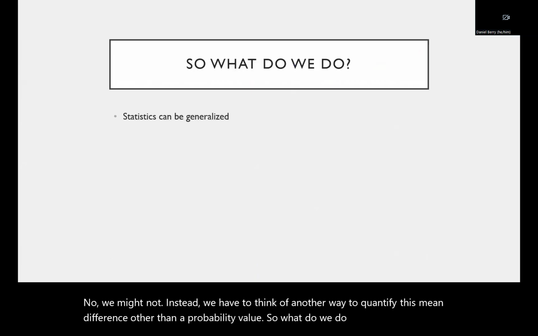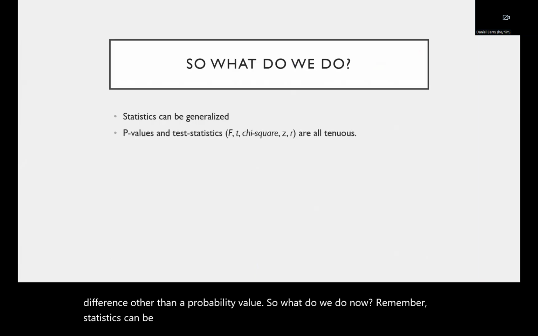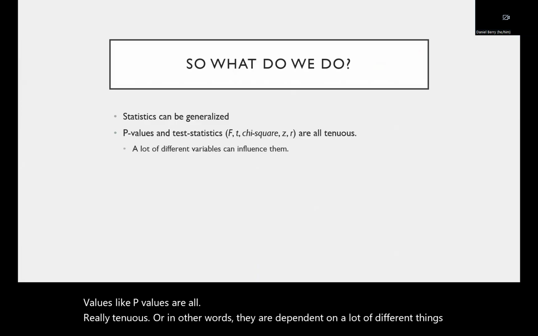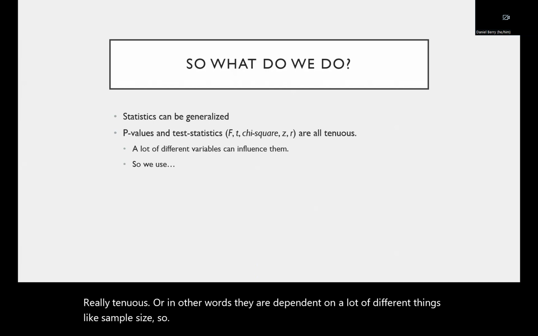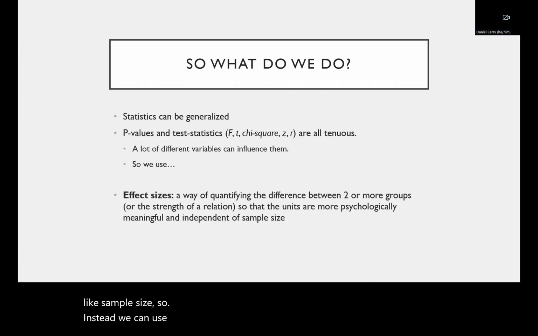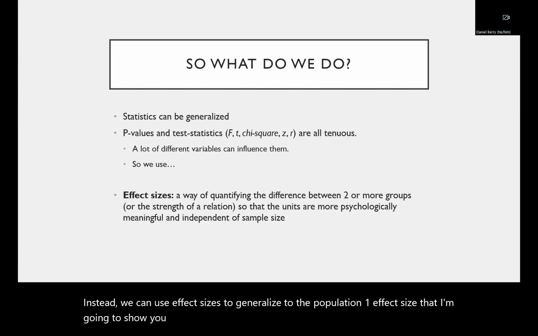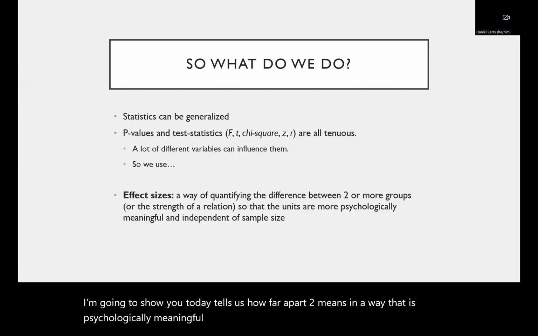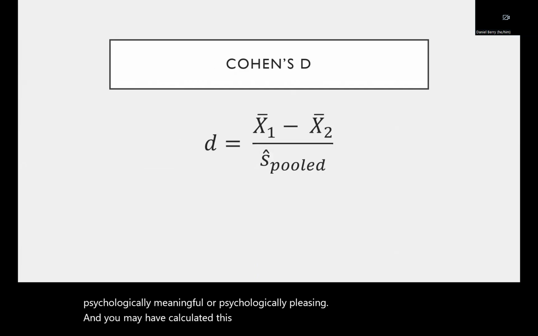Now remember, statistics can be generalized. Values like p-values are all really tenuous, or in other words, they are dependent on a lot of different things like sample size. So instead, we can use effect sizes to generalize to the population. One effect size that I'm going to show you today tells us how far apart two means are in a way that is psychologically meaningful. And you may have calculated this before. The statistic is called Cohen's d.